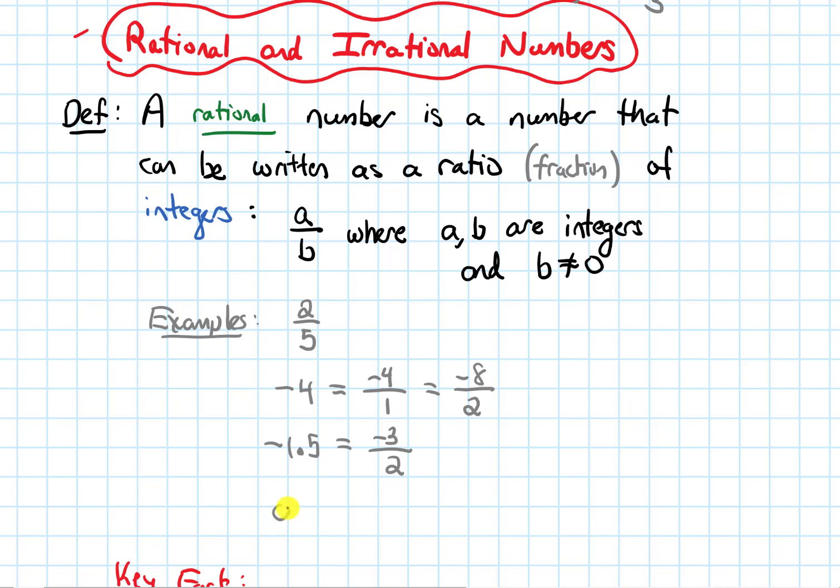What about 0.333 repeated? I could also write this as 0.3 with a line over it to indicate it's repeating. Well, I can also write this as a fraction of integers. This is 1/3. So these are all examples of rational numbers.